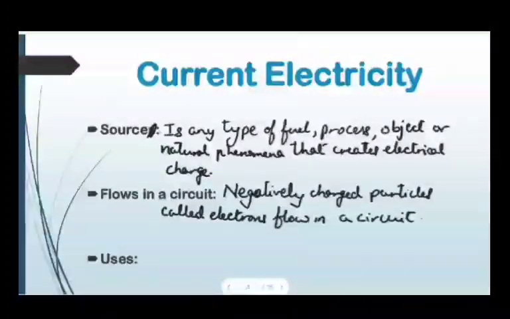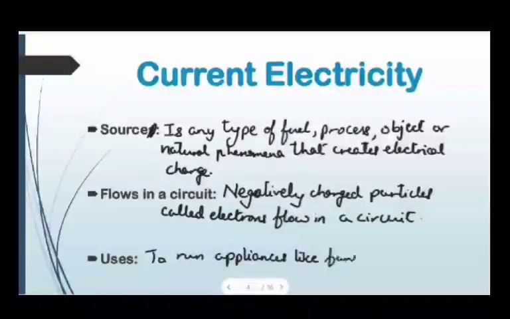What are the uses of this current electricity? It is used to run appliances like fans, ovens, air conditioners, I'll just write AC, etc. All right, children.